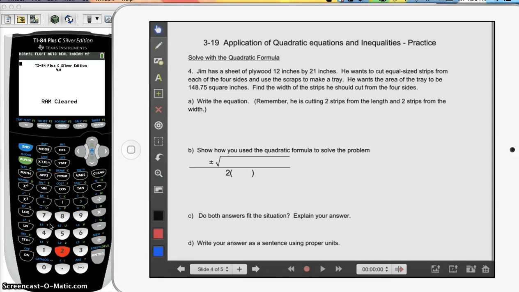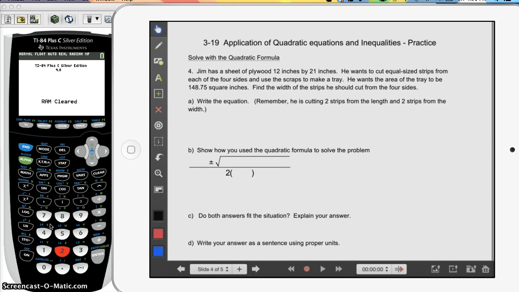Today we'll be working on lesson 319, and basically this is just word problems where we're going to apply the quadratic formula, use the discriminant, and try to solve using a graphing calculator basically. So we're going to start on number 4.